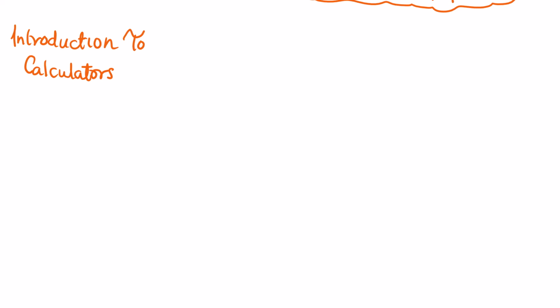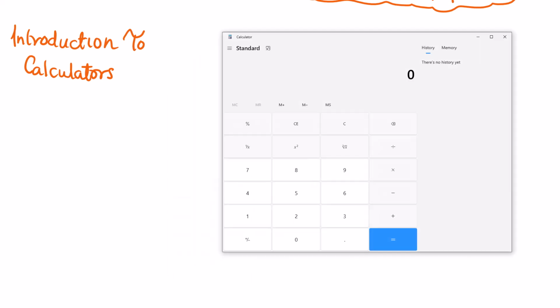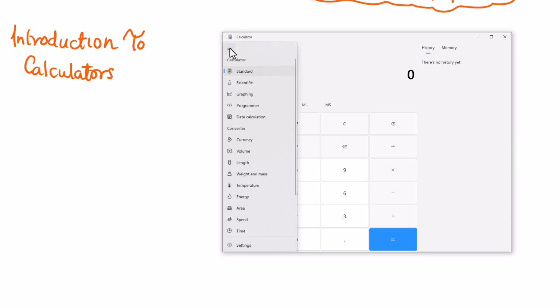So here is an introduction to calculators, and this here is the Windows calculator, and it has different formats when you click at this open navigation key. Clicking on that, we have different types of calculators that you can explore.